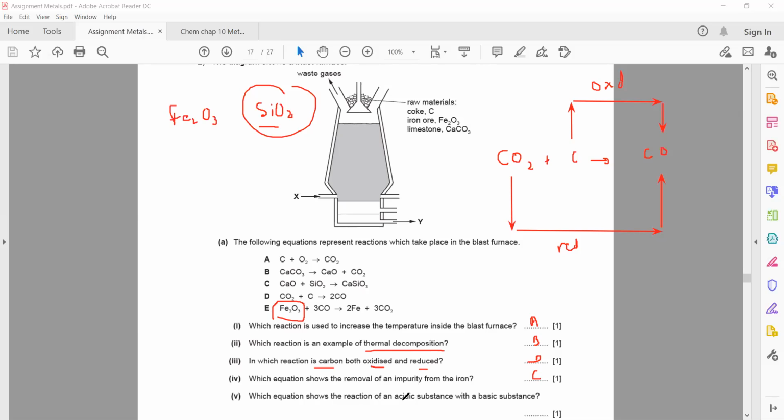Which equation shows the reaction of an acidic substance with a basic substance? So metal oxide reacts with silicon oxide, an acidic oxide. So C again, C is the right answer.